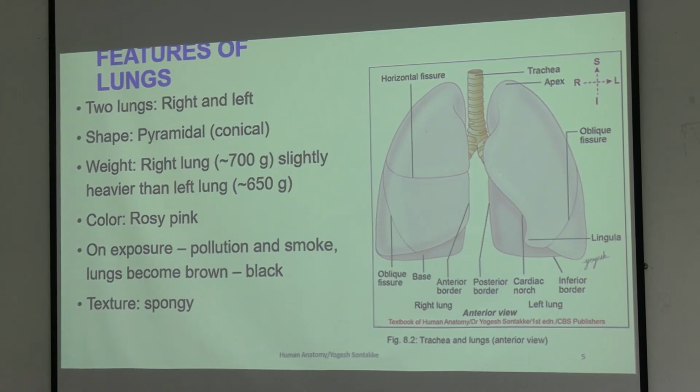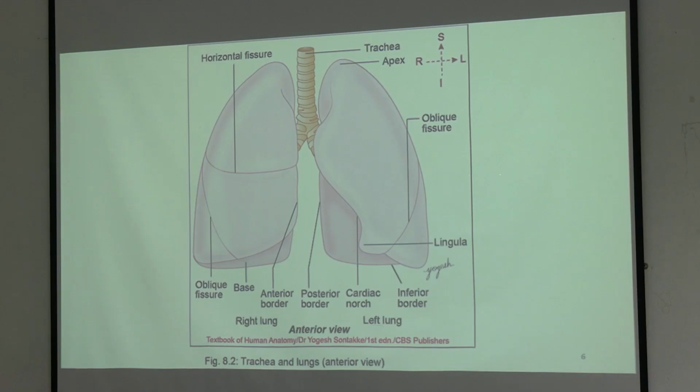I'll just show you. Now see, the horizontal fissure and this is the oblique fissure. Then this divides into 1, 2, 3 lobes on the right side. Very easy. And the left has 2 lobes.